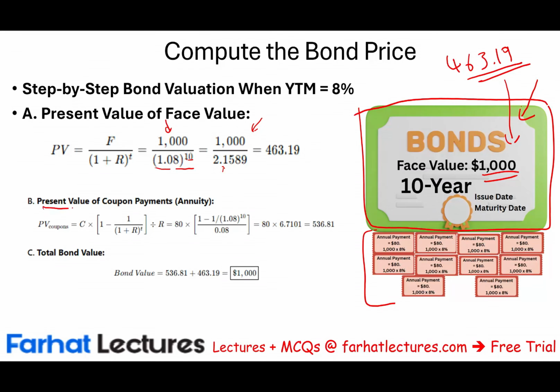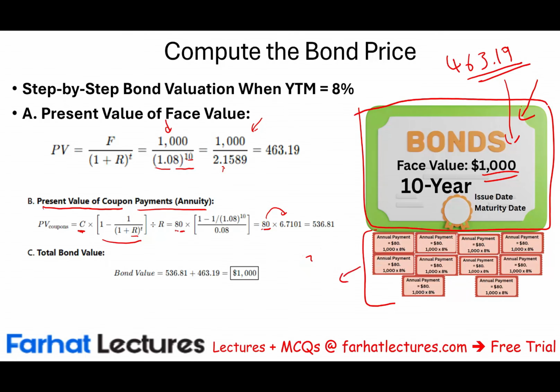Then you discount to find the present value of the coupon payment. Now this is the long formula for the present value of the coupon payment. You could use the time value of money, or you could use this formula, where C is the payment, $80, you multiply it by 1 minus 1 divided by 1.08, the interest rate, raised to the 10th power, divided by the interest rate. So if we do so, we'll take $80 times 6.7102, which will give you $536.81. These payments by themselves are worth $536.81.